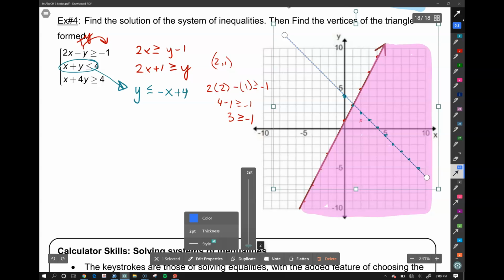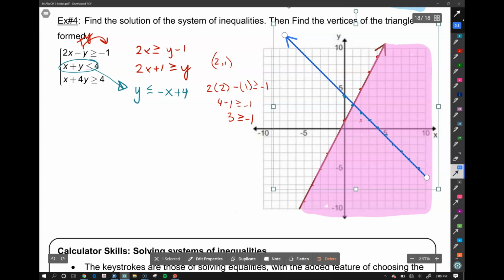So if you guys haven't caught my drift yet, you have to know how to do this by hand. Look how much calculation we did. Very minimal. We looked at the y-intercept, we looked at the slope. We drew some lines, and then we decided how to shade. So I need to decide which half to shade.